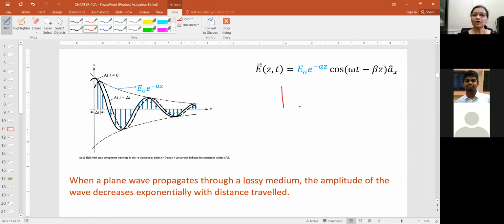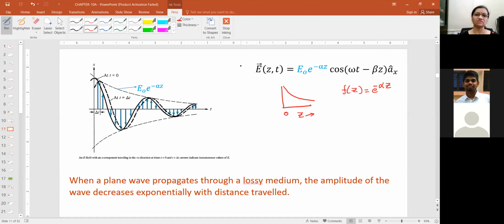So if I plot a function of z, which is e to the power of minus alpha z, how will it look? It will be exponentially falling. Yes or no? Are you realizing that it's exponentially falling with z? It will have maximum value for z equal to 0, and as z keeps increasing, e to the power of minus alpha z will keep falling exponentially.